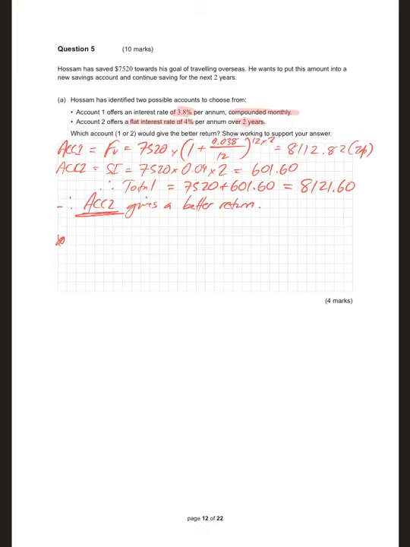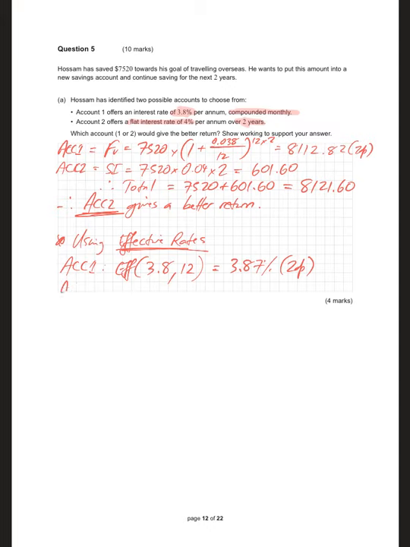But I want to give you a different option as well, using effective rates. Because some of you may have jumped on the EFF function of the calculator for account 1. Account 1, you could do it like this. EFF is equal to the 3.8% rate, and it's compounding monthly, so 12. So apps, finance, scroll down to C, EFF, put in 3.8, 12, and that spits out an effective rate of 3.87% to 2 decimal points.